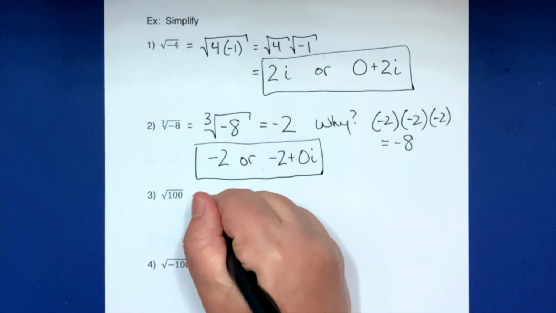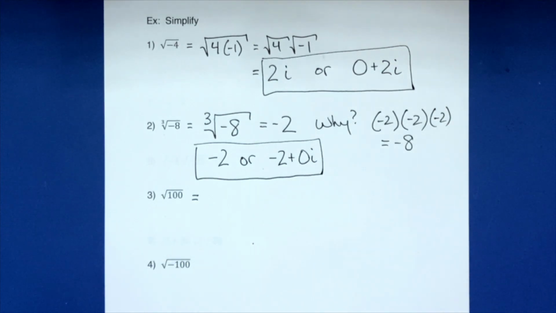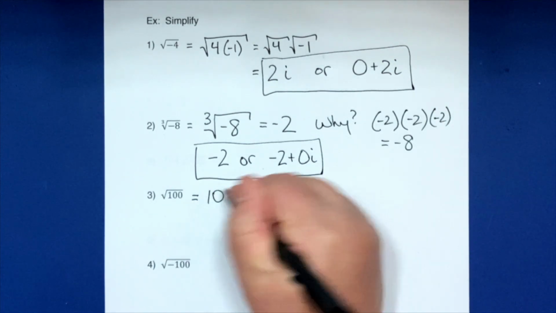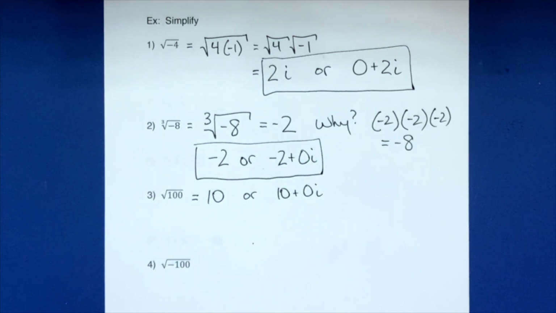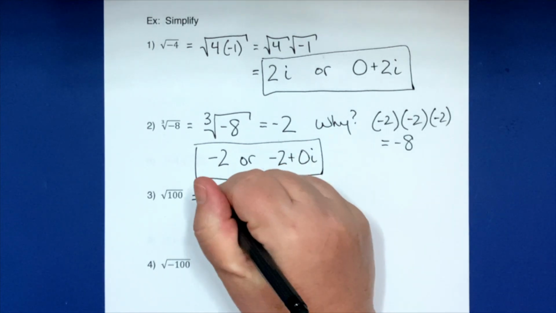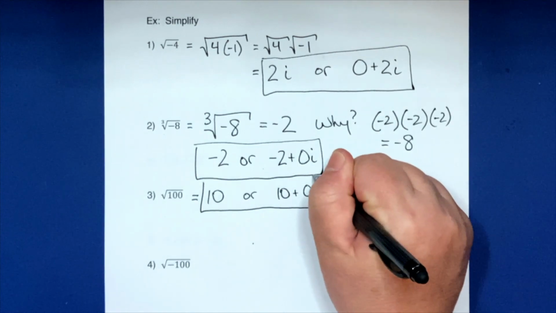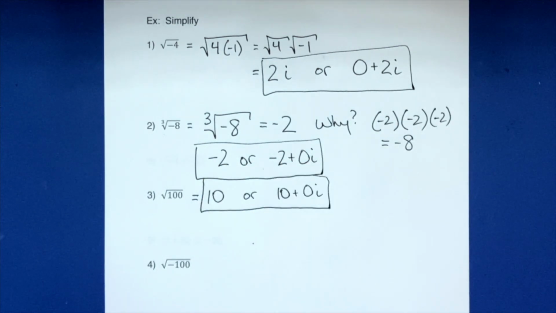Okay, radical 100, otherwise known as the square root of 100, is 10. And again, this is a real number, so it's 10 plus 0i. I'm going to piggyback off that one.